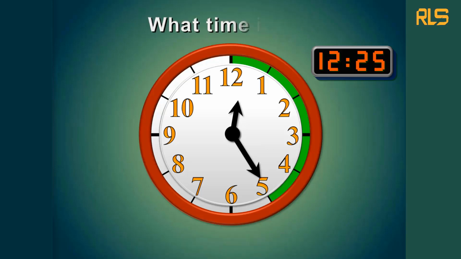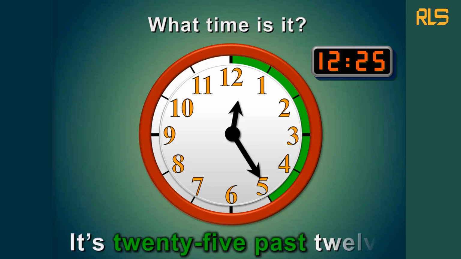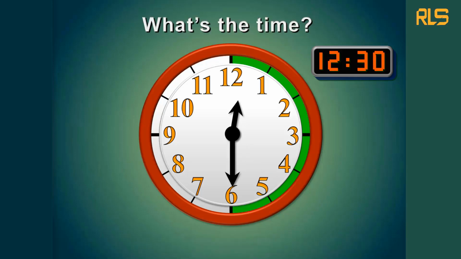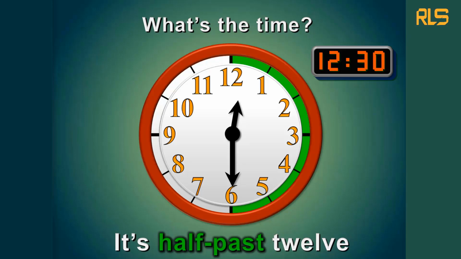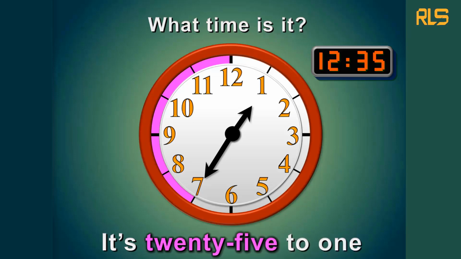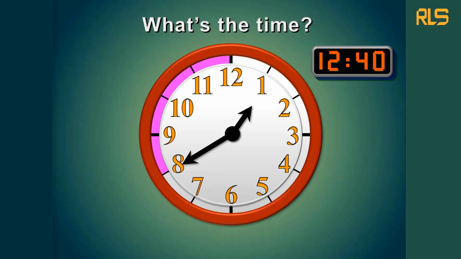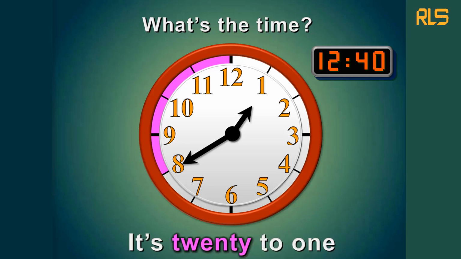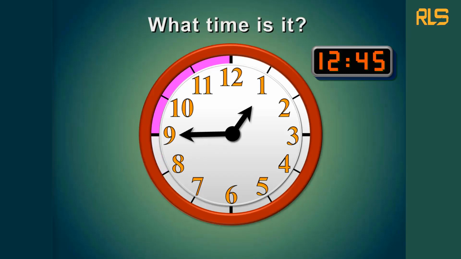What time is it? It's 25 past 12. What's the time? It's 12:30. What time is it? It's 25 to 1. What's the time? It's 20 to 1. What time is it? It's 1:45.